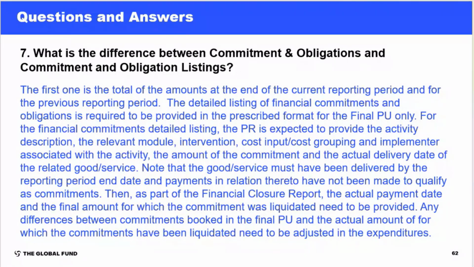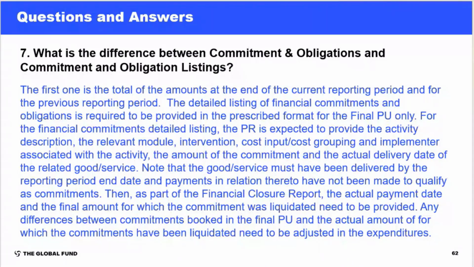Okay, so there's a long comment here, but basically you will have two tabs there. One is the commitments and obligation listing, and the other one is the commitments and obligation tab. If you remember, the commitments and obligation tab was a section in the current PUDR that was included on the cash reconciliation section, which is basically just a summary of the opening and the closing balances.